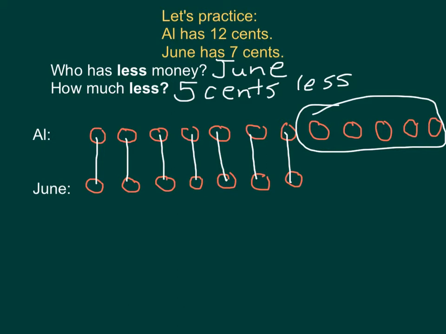So boys and girls, when we started with 12, and then we took away 7 of them by our matches right here. There were 7 matches. And then our answer was 5. When we have an answer like this, and we're doing a subtraction problem, we call that the difference.